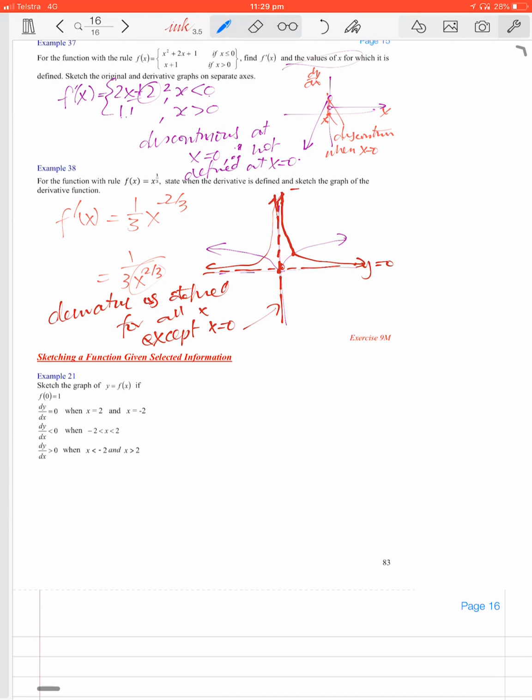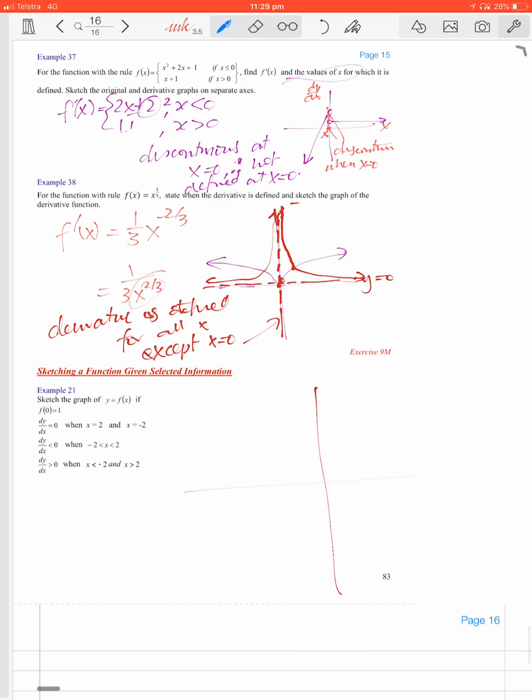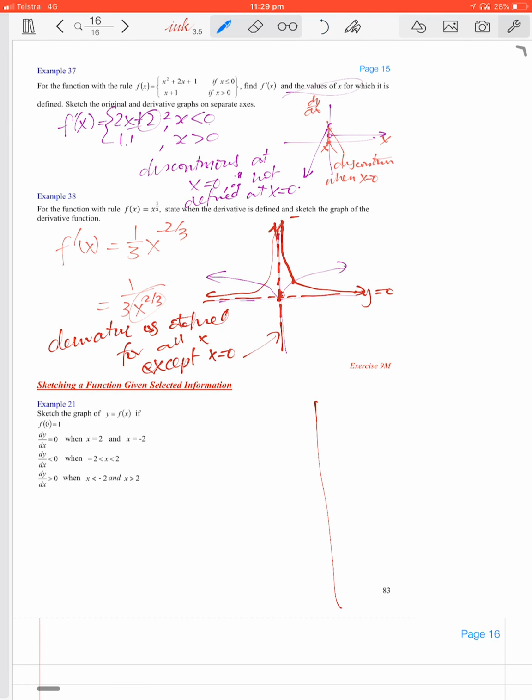Okay, we're just about finished. Sketch the graph of y equals f of x if f of 0 equals 1. Okay, so let's have a look. So what we do is we put in all of our important points. So if f of 0 equals 1, that means it goes through 0, 1. dy dx equals 0 when x equals 2 and negative 2. So at negative 2 and at 2, we've got a flat gradient, so it's flat.